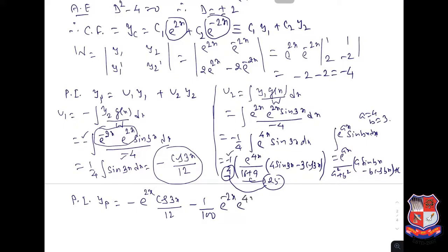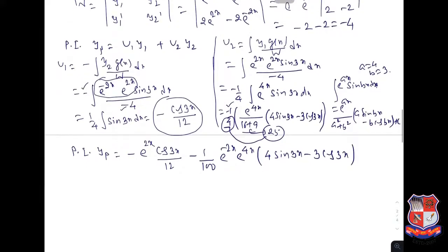This is e power 4x. Then 4 sine 3x minus 3 cosine 3x. So this is minus 1 by 12 e power 2x cosine 3x. Now this is e power 2x. So this is minus, this is 4 by 100.